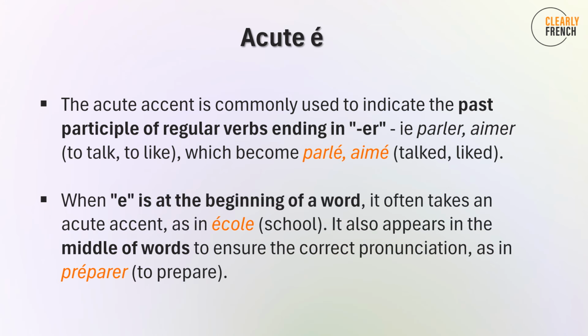When E is at the beginning of a word, it often takes an acute accent, as in école, school. It also appears in the middle of words to ensure the correct pronunciation, as in préparer, to prepare, to stop it sounding like preparer. Finally, the acute E can distinguish between words that would otherwise be homophones. For instance, des, which is some, versus dés, which is dice.